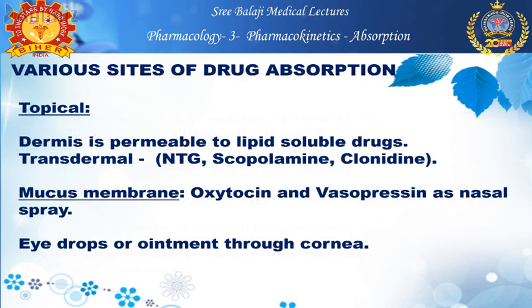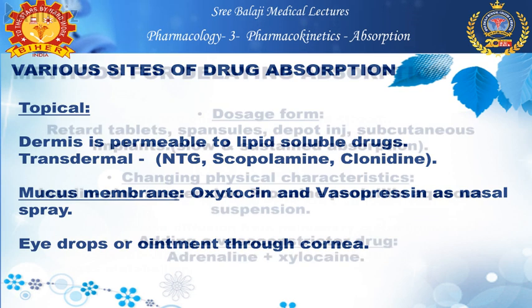The other routes of absorption are topical, that is your cutaneous tissue or the skin. The dermis is permeable to lipid soluble drugs. Transdermal patches are available for absorption of drugs like nitroglycerin, scopolamine and clonidine. Then you have other topical agents like cream, ointment, where absorption happens through your dermis. Then mucous membrane: oxytocin and vasopressin are available as nasal spray, that is absorbed from the nasal mucous membrane. And also eye drops or eye ointment is absorbed through the cornea.